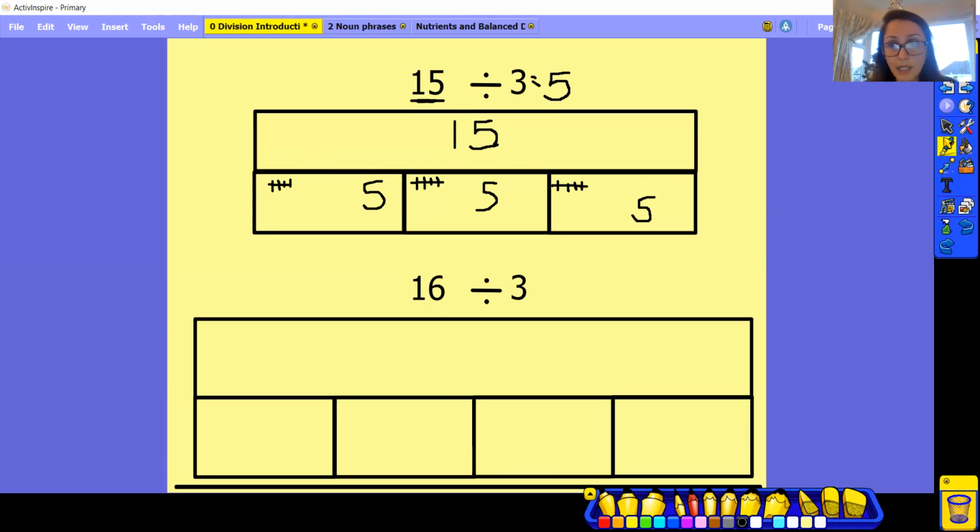Okay, so this one's a slightly difficult one. Again, I still want you to use your tally chart, your tallies, because that's going to be really, really useful, or your circles. Depends if you want to do circles or tallies. Either one's fine. So have a quick pause. Have a go at your sheets at home.